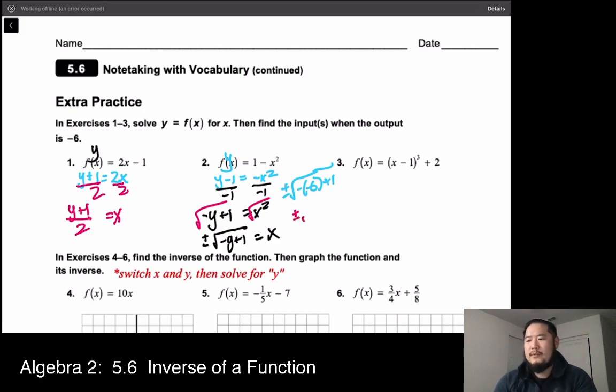All right, so the job once again: switch x or solve for x. The equation is already solved for y, and then from there you're going to plug in the output so you can find what x is. All right, so now let's take a look next up at number 4.